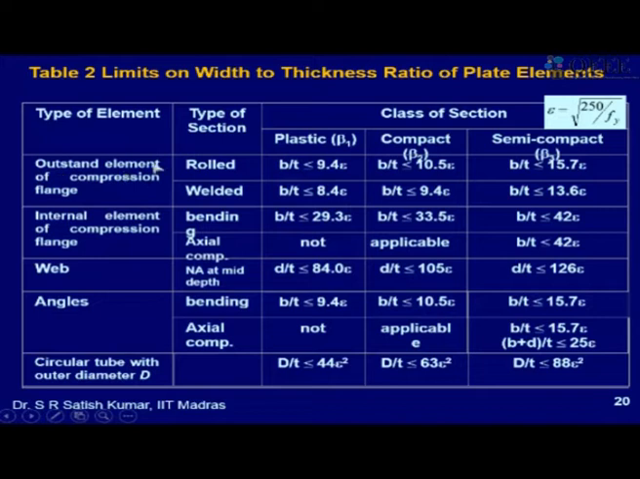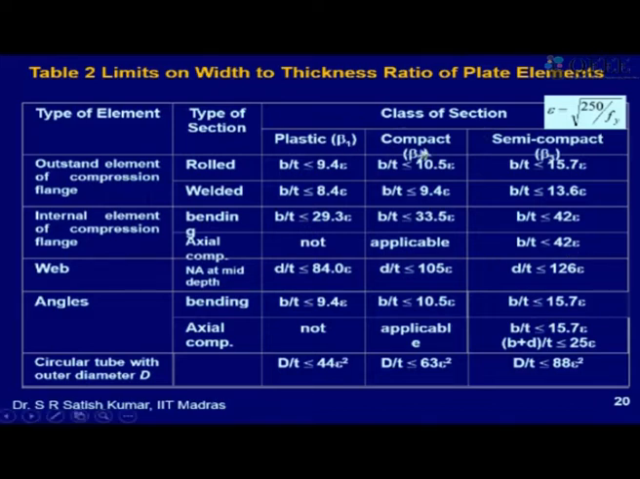I'll take the outstanding element of the I section flanges as rolled and put these limits. And if I take the web, then assuming that in this case there are no neutralizers under pure compression, these are not applicable. So I should make sure that the d by t of the web is less than 42. Okay, so these are the numbers given in the code.